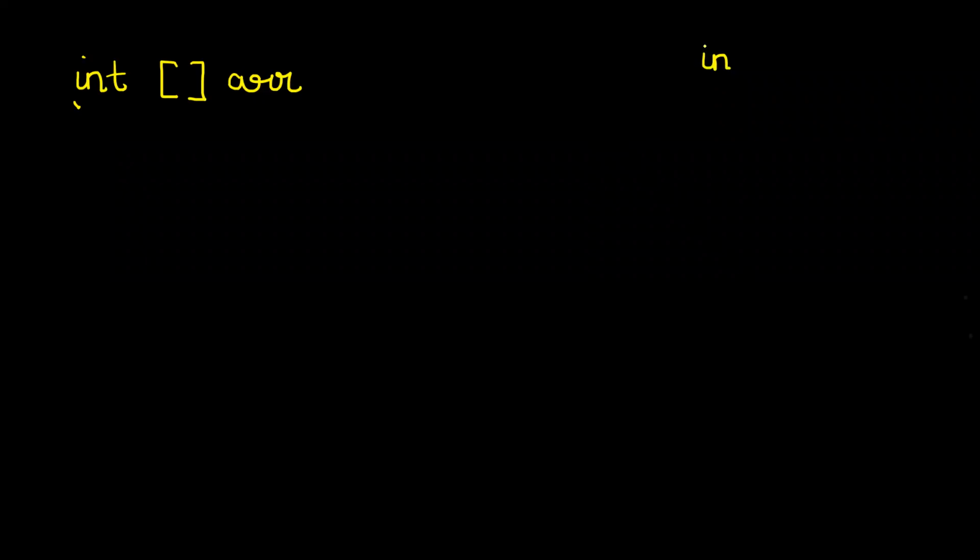So when we were declaring variables, do you remember we declared variables like this? int a is equal to 5. So what did it mean? It meant, hey, I want to reserve the space for an integer data type.